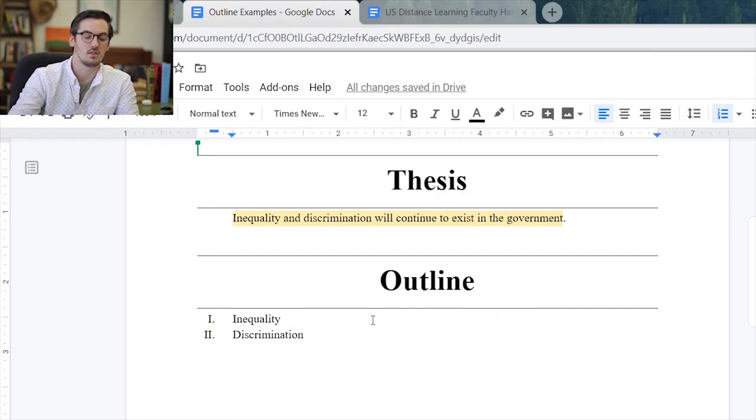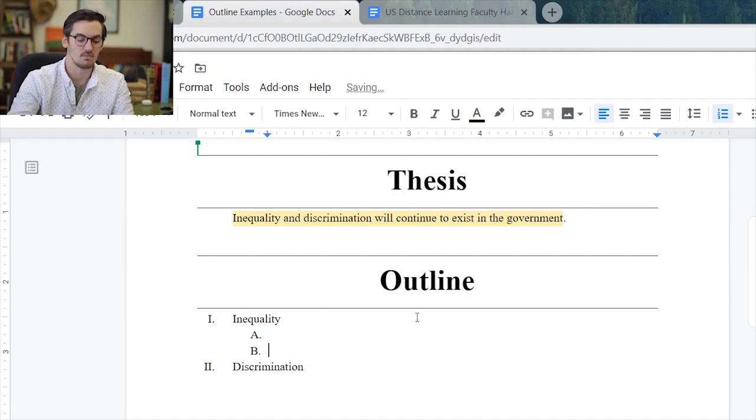Number 1 is that there has to be at least 2 main points. So this has 2 main points, but if the student had talked about inequality, discrimination, and freedom, then freedom could be a 3rd point. You can have as many points as you want, but remember, in a 500-word paper, you won't have very much room to talk about more than 2 or 3 points. Secondly, each main point needs to have an A and a B. Both of them do.